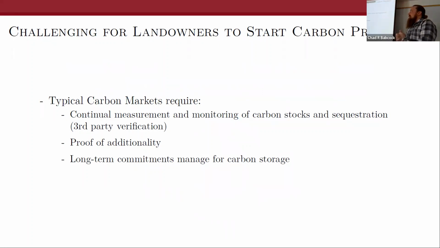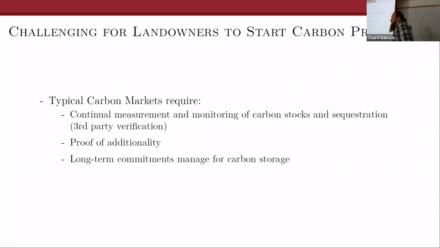But these carbon markets usually require quite a bit of effort to get your forest land into the program. One of those is that you need continual measurement and monitoring of how much carbon is in that forest and how much is getting stored and sequestered. This usually involves third-party verification entities who will come in every few years, depending on what the market requires, usually between 5 and 10 years, to measure the trees on the property and figure out how much carbon is actually in there.